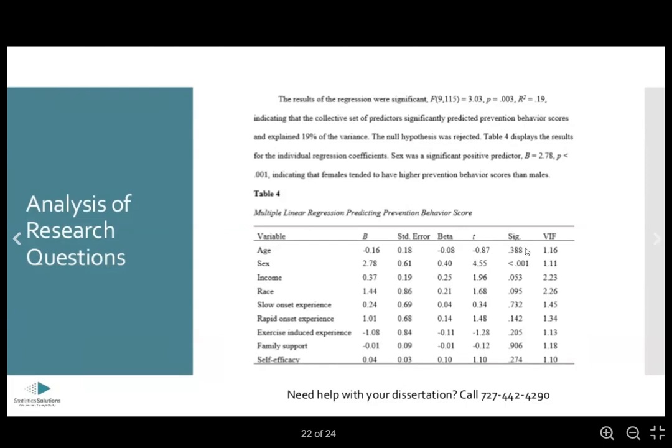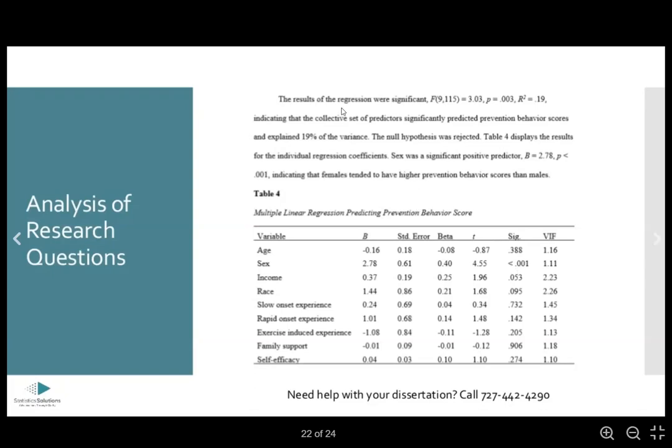And so you can see here the significance level of each of the different predictors. And you can see that sex is less than 0.05. It's quite small here. So we can determine that sex is a positive predictor of this particular outcome.